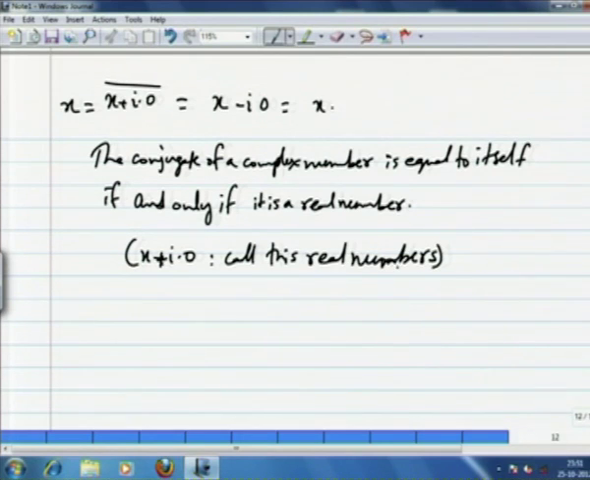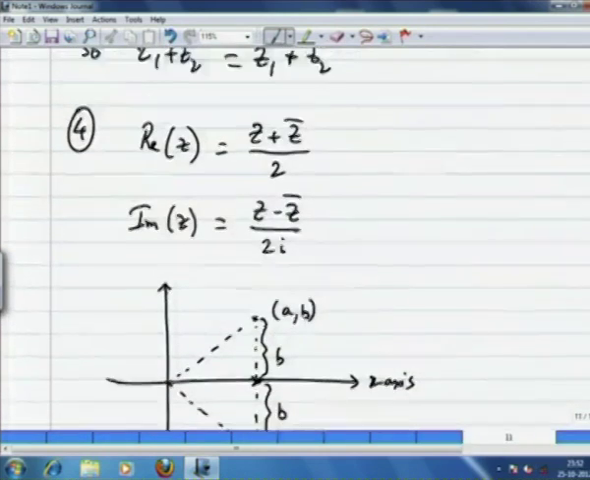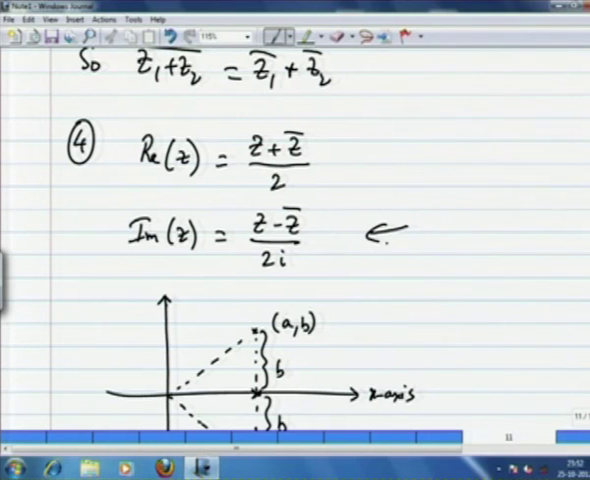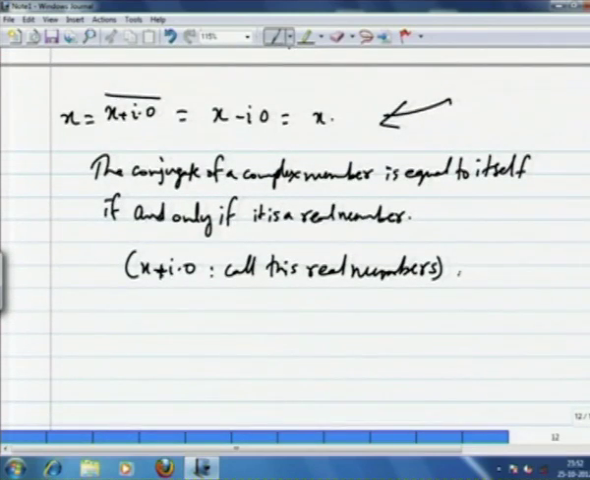That is because we saw that this set of all x plus i times 0 is a faithful representation of real numbers in the complex numbers. So, from now on when we say real number in the context of complex numbers, this is what we mean. And then the conjugate is equal to itself if and only if it is a real number. I have shown here that if you take a real number, it is equal to its conjugate. And from here you can infer that if a complex number is equal to its conjugate, the imaginary part is 0. What that means is it is a real number. So, it is an if and only if statement.